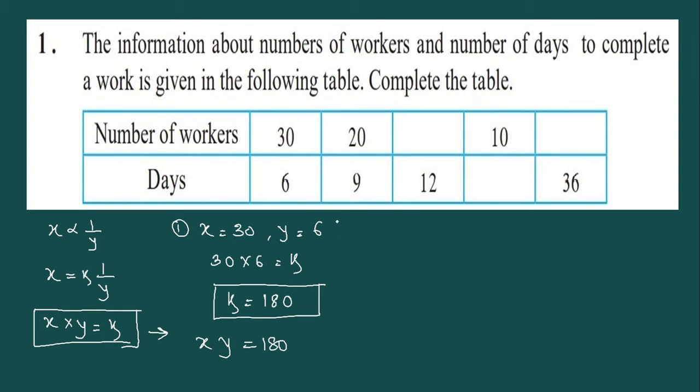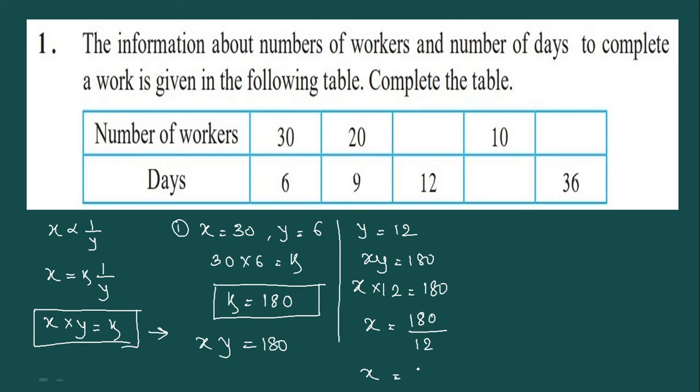Now children, let's start solving this one by one. Now when y is equals to 12, we want the value of x. So xy is equals to 180 already, and y they have given to be 12. So x into 12 is equals to 180. Now let's divide this 180 with 12. What we will get if you divide children? 12 ones are 12, 6 will be carried, 12 5s are 60. So x you got it as 15.